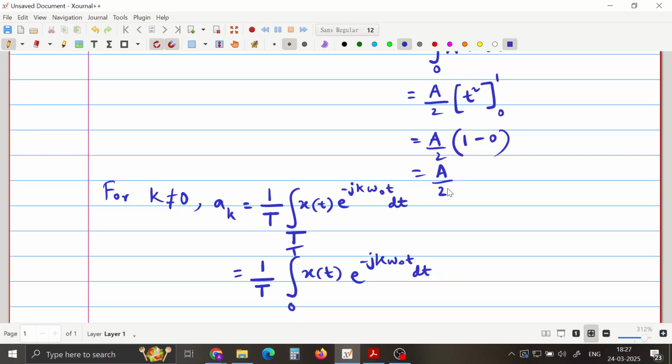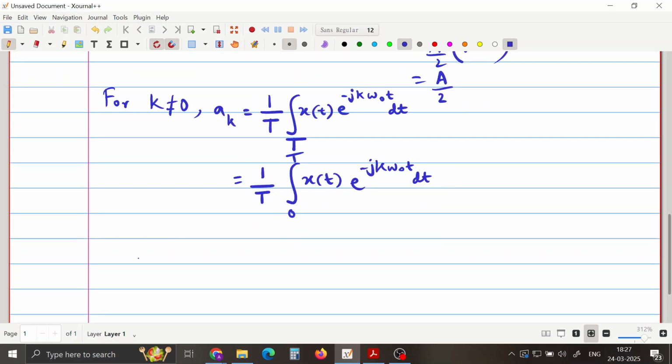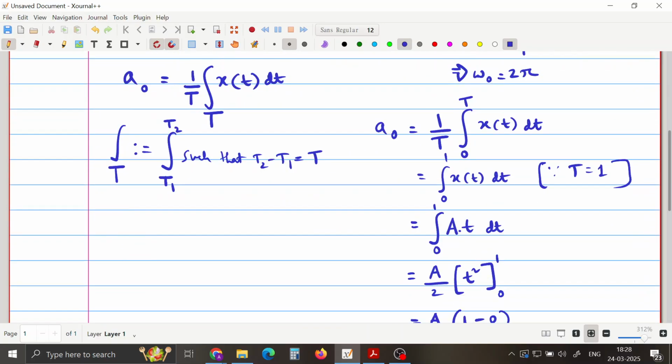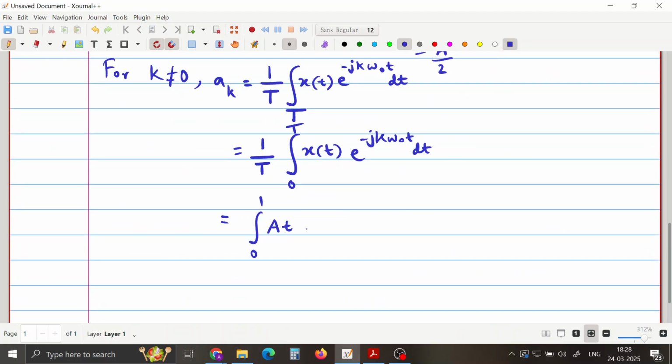All right. And now what can we do here? We can simplify this also because we know already what capital T is. It is equal to 1. So I know my limits also, and within the 0 to 1 interval I saw that x of t had the form A times t, right? We saw that while calculating A naught. So x of t gets replaced by A t times e power minus j k omega naught t.